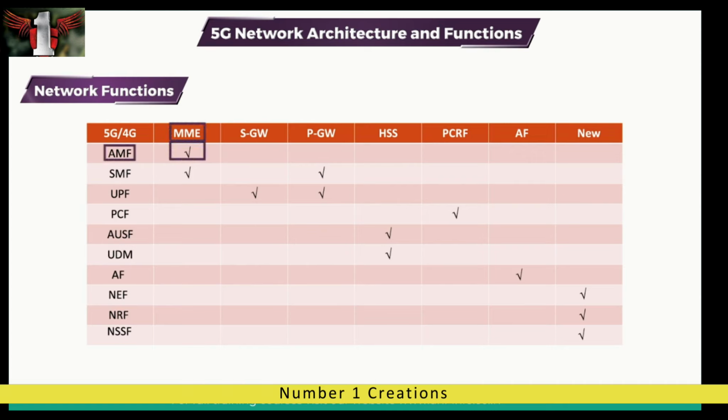It is responsible for mobility management. It makes the NAS signaling connection with user equipment and helps user equipment to register. HSS is turned into both AUSF and UDM. UDM sends the authentication vector to AUSF in order to make the subscriber authentication during registration. In 4G, this was held by HSS.